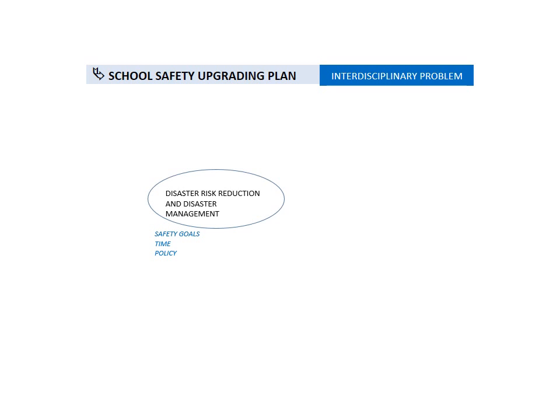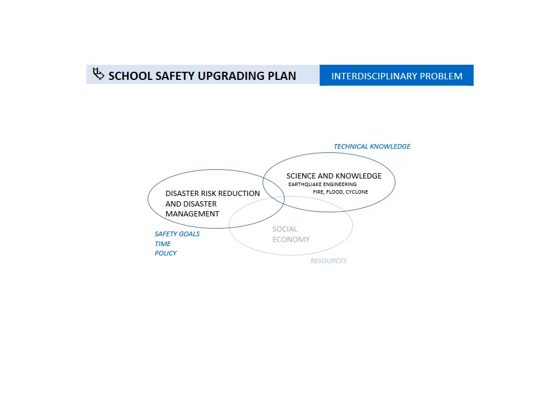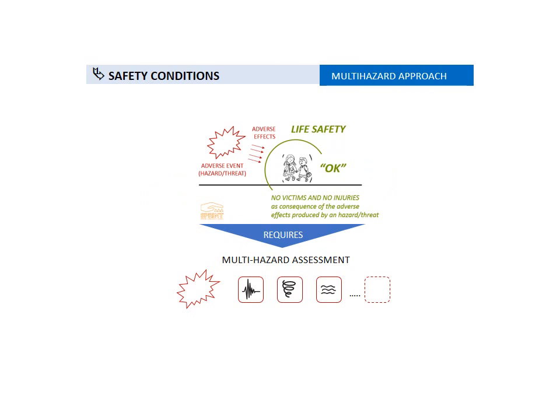It is an interdisciplinary problem. So it is not only looking into disaster risk reductions and disaster management. What is the safety goals? What are the lead times? What are the policy? But it also includes technical knowledge. You have to have the science and the knowledge, earthquake engineering, the knowledge of flood, fire, cyclones, and so forth, as well as the social and economy. So the solutions need to address these different aspects, not only disaster risk reduction, but also looking into the science as well as the social economy.